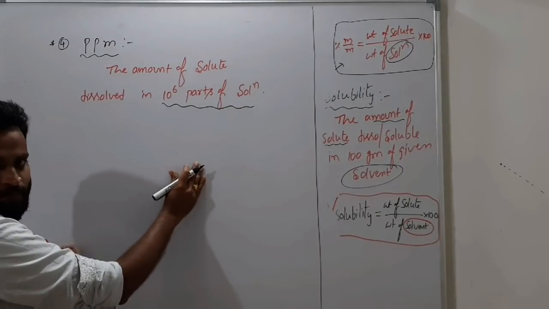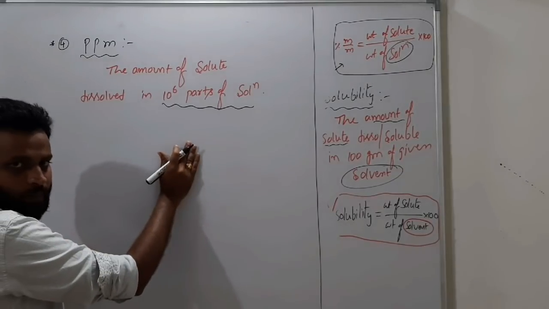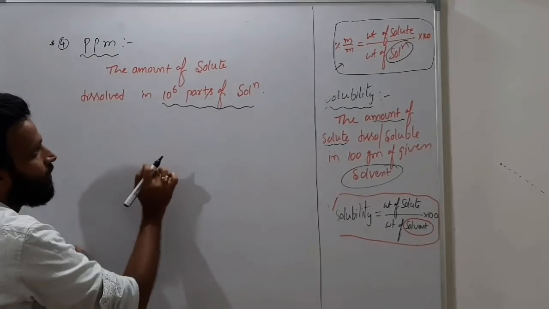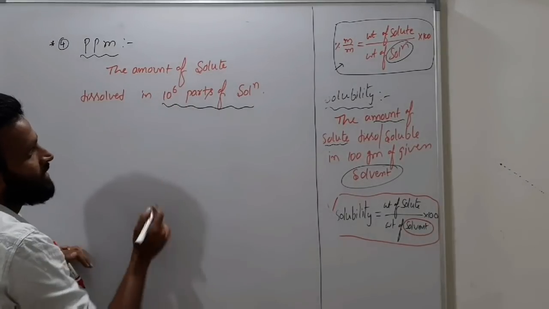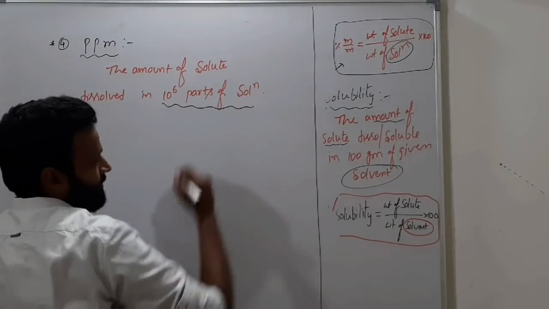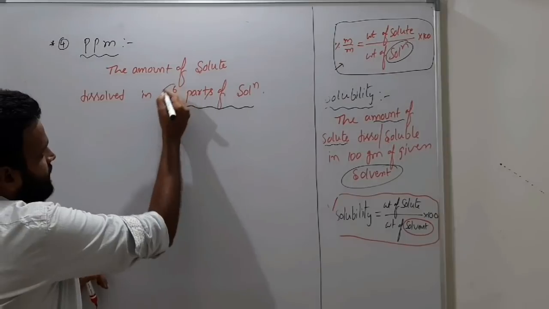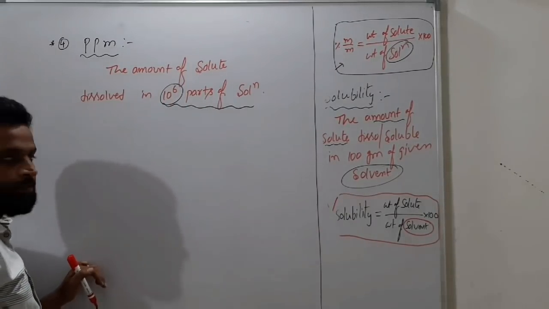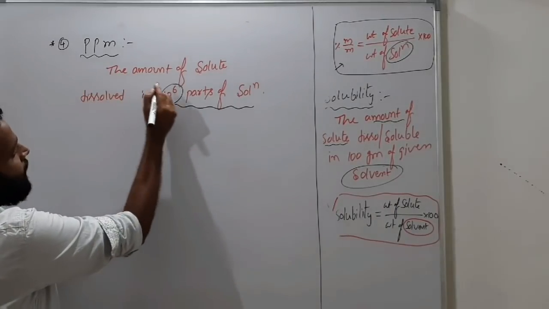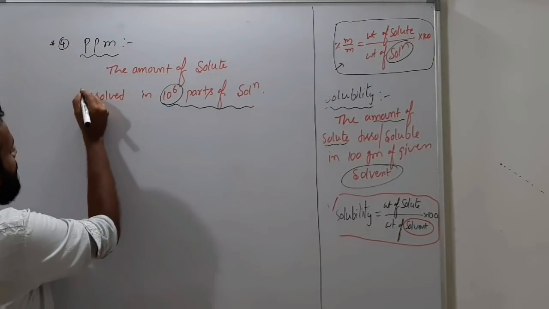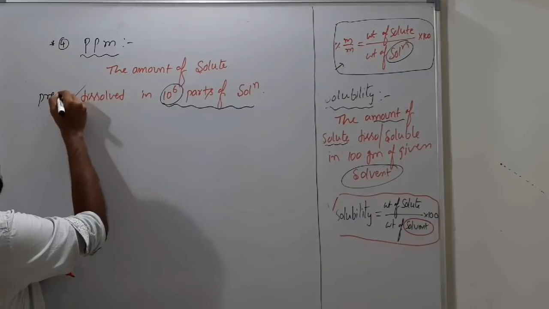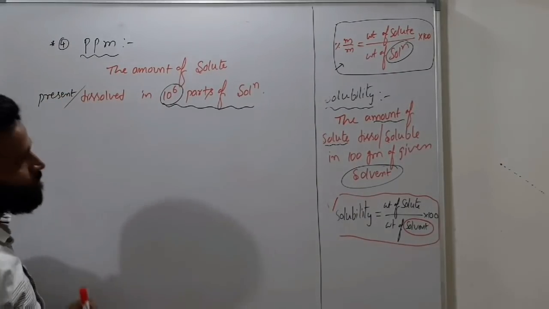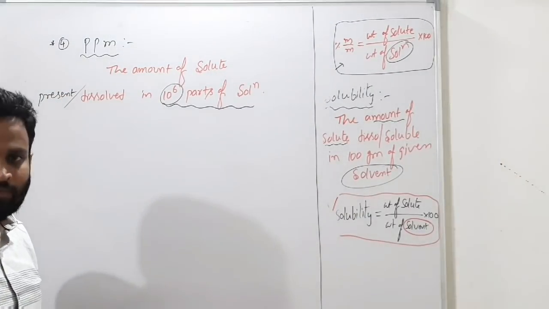Like weights only. But instead of 100, what am I taking? 10 power 6 parts, 1 million parts. 10 power 6 means how much? 1 million. So ppm means the amount of solute dissolved, or you can say present, in 10 power 6 parts of solution.